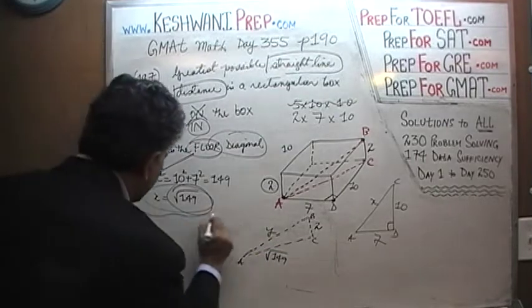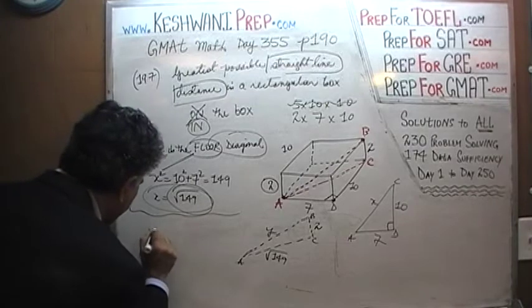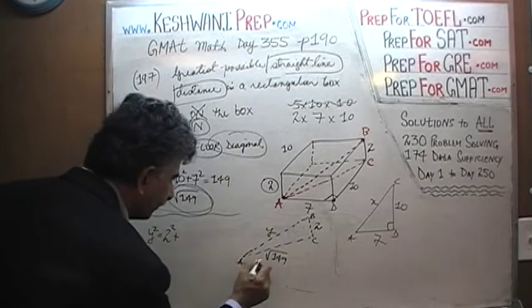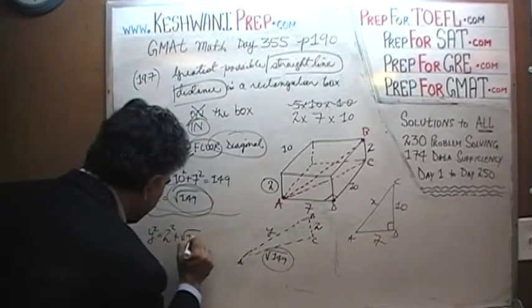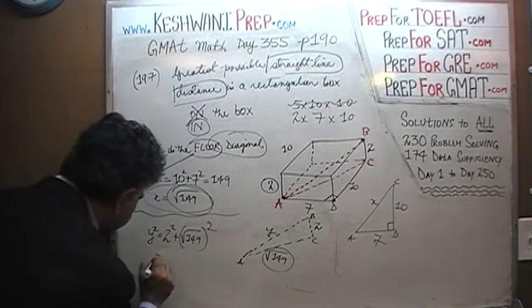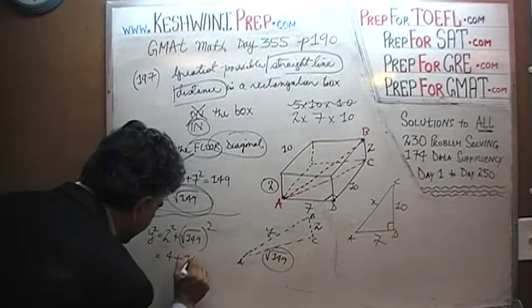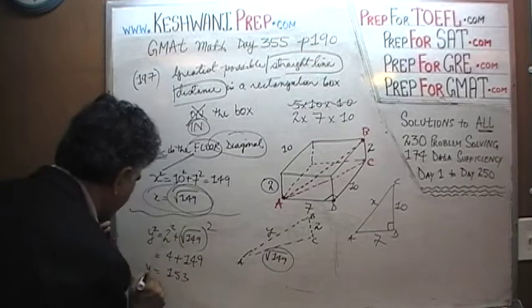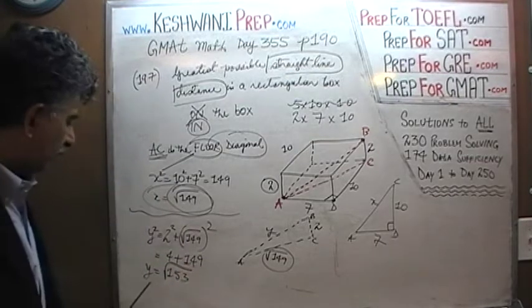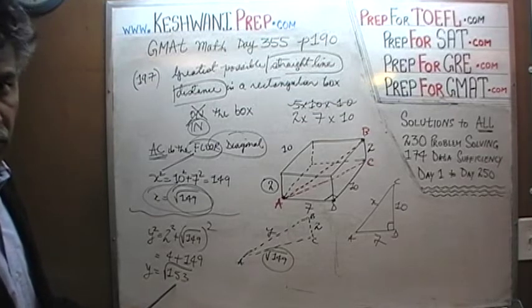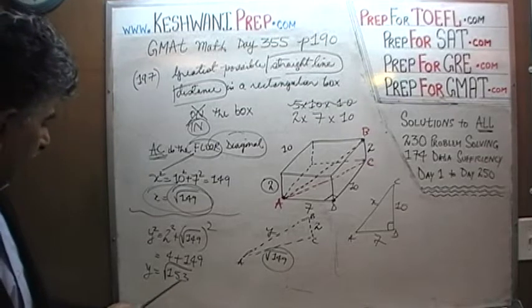So now we apply the Pythagorean theorem one more time. Y squared is equal to the square of 2 plus the square of root 149, which is 4 plus 149, which is going to give us 153. Our y is the square root of 153. Now you can leave it like this if you want, or you can simplify it a little bit if you like.